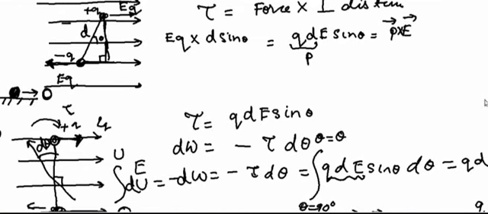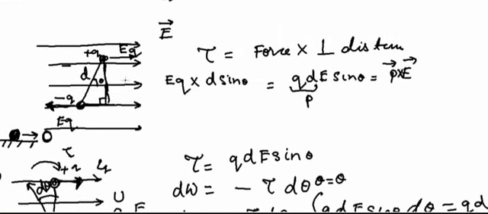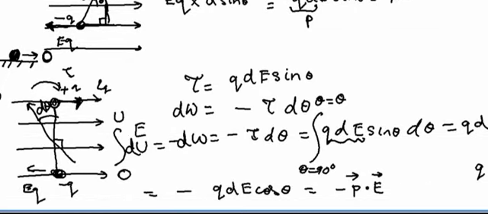The torque on the dipole when it is kept in an electric field is p cross E, the cross product of dipole moment and E, and the potential energy of the dipole when it is kept in an electric field is a dot product. So this seems convenient.